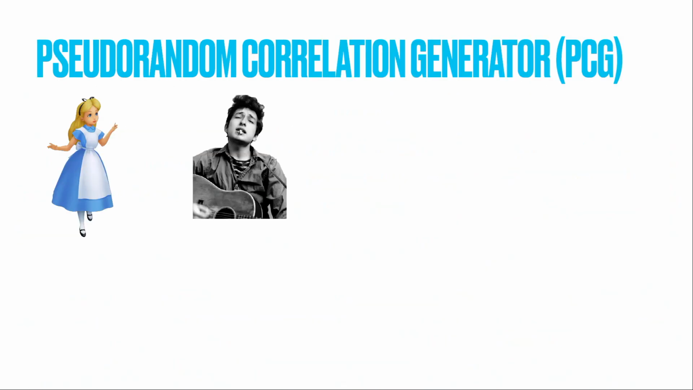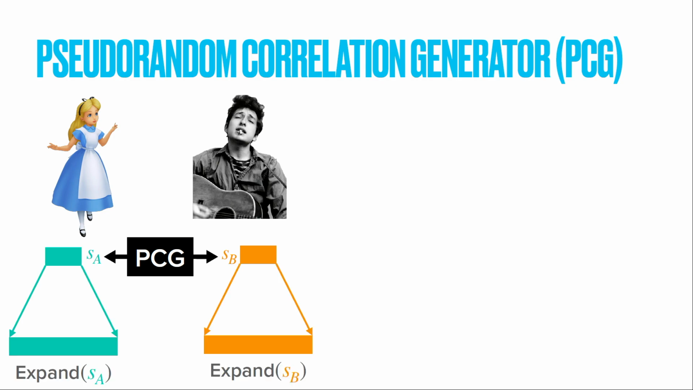Good. So as I say, our line of work builds on a pseudorandom correlation generator. Allow me to quickly define these. I like having these sorts of boxes for denoting functionalities. A pseudorandom correlation generator is a functionality which outputs short seeds, SA and SB, to Alice and Bob. The nice thing about these seeds is that Alice and Bob can then apply some sort of expansion algorithm, which I note as expand here, and convert their seeds into longer strings.